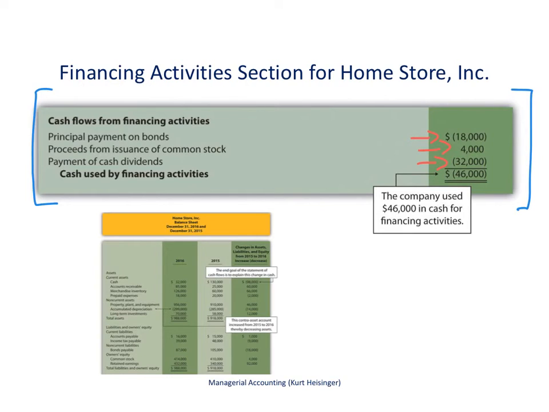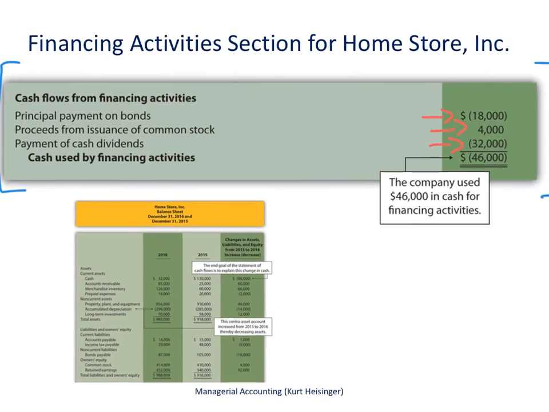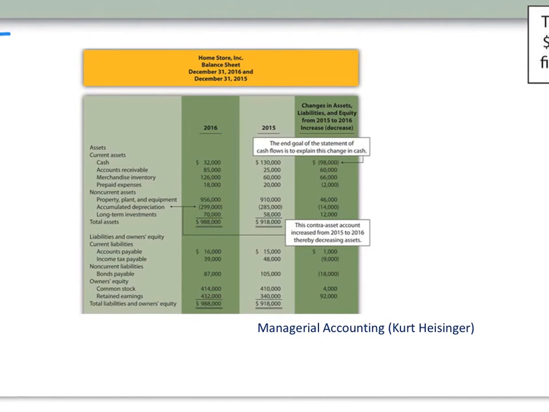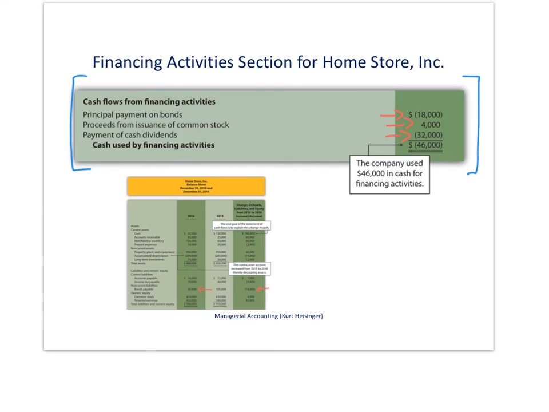So let me tie this to the balance sheet that you see down below. Let's start with that principal payment on bonds of $18,000. You'll see down here that we have bonds payable, and that balance went down from $105,000 to $87,000. So it went down by $18,000, which means that we need to show it as a payoff, as cash going out up above, of $18,000. And you'll see up here that $18,000 is right there. That's our cash reduction related to the payoff of those bonds.